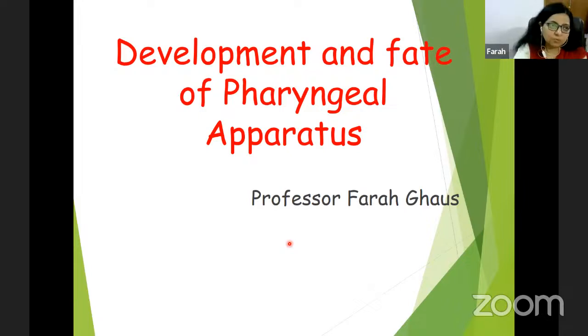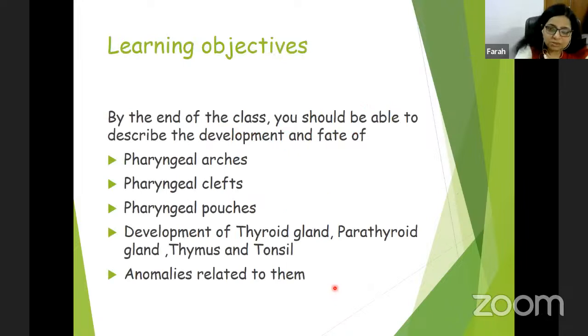Okay, so when we talk about embryology, apart from general embryology, what we talk about first in systemic embryology is the pharyngeal apparatus. Now, the pharyngeal apparatus is basically composed of three things: pharyngeal pouches, pharyngeal clefts, and pharyngeal arches. Each arch has a pharyngeal pouch that is endodermal in nature, a pharyngeal cleft that is ectodermal, and the arch itself is mesodermal in nature.